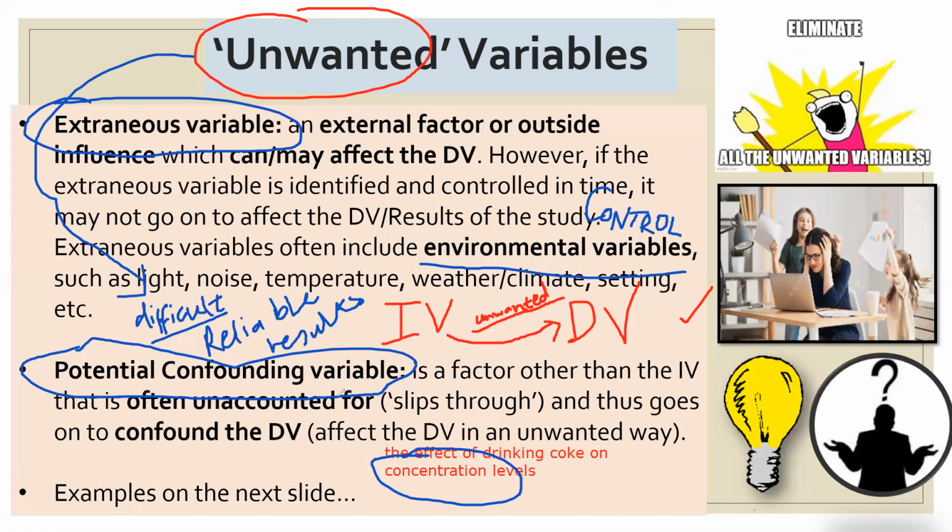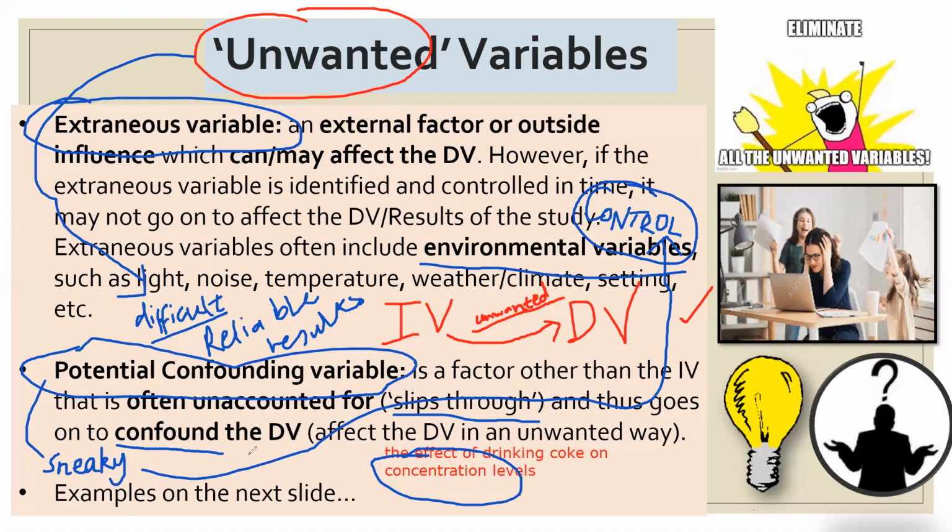With potential confounding variables, we call this the sneaky variable. Not only is it unwanted, but it almost always succeeds in actually affecting the results in an unwanted way. Unlike the extraneous variable, I cannot control the potential confounding variable. So the potential confounding variable often does slip through and does go on to confound the DV.